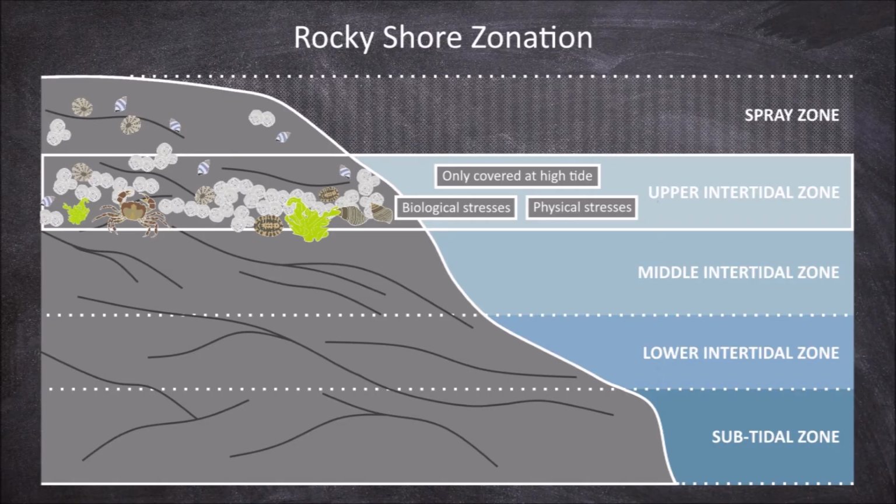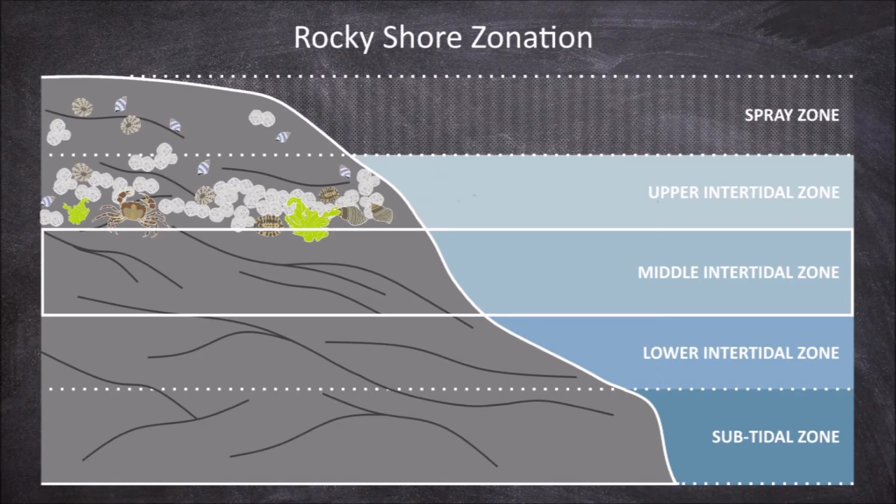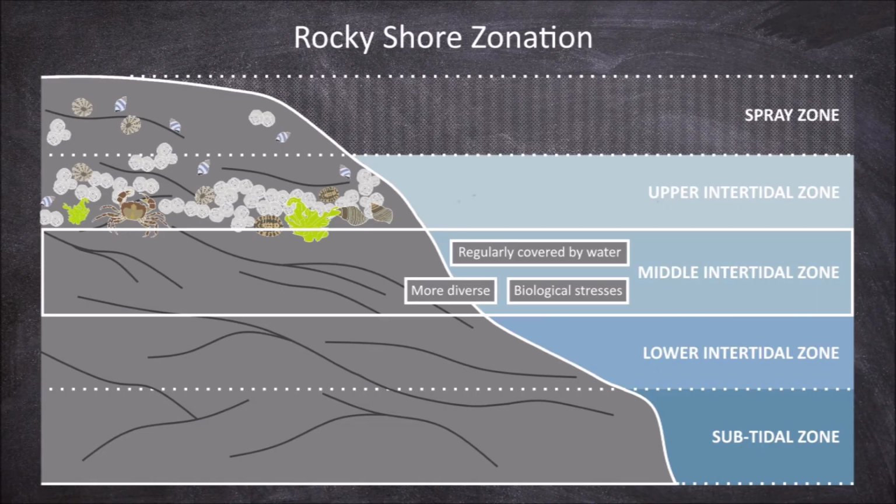The next zone down the rocky shore is the middle intertidal zone. This is the zone that is regularly covered by water. It is covered and uncovered twice a day by the tides. This zone is even more diverse than the upper intertidal zone, as it has more time submerged and less time exposed to the elements. Biological stresses are more of a factor here.